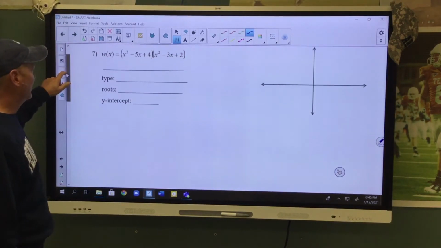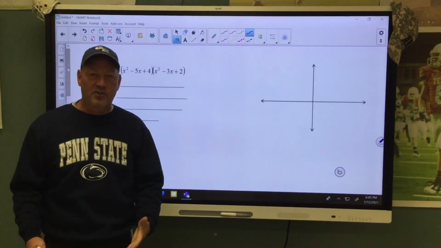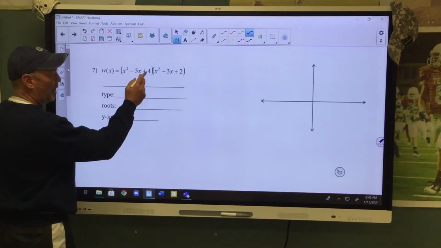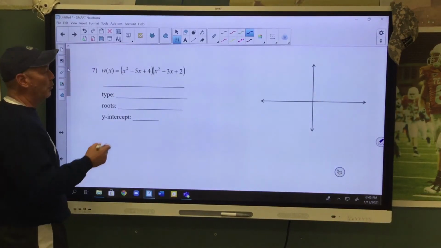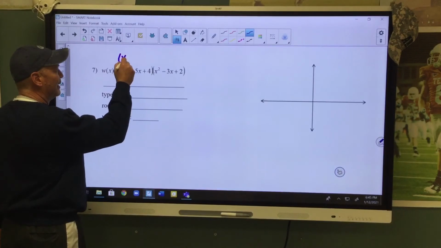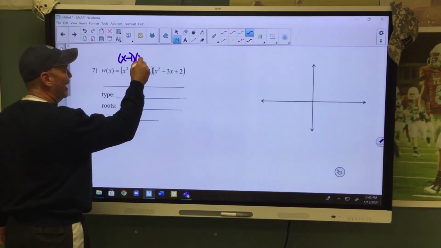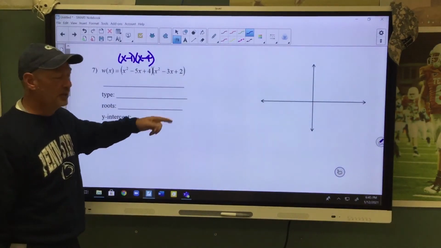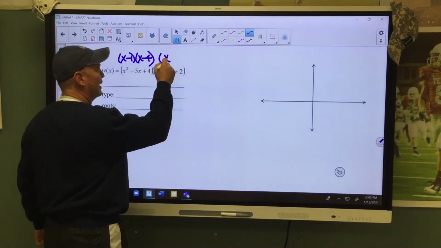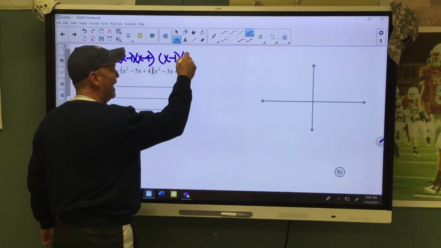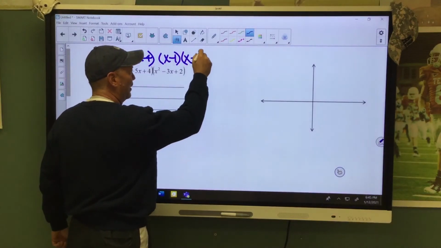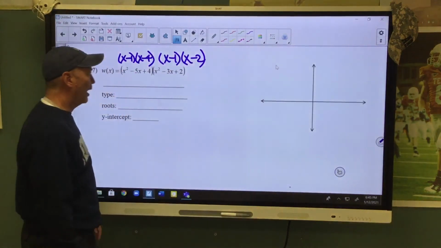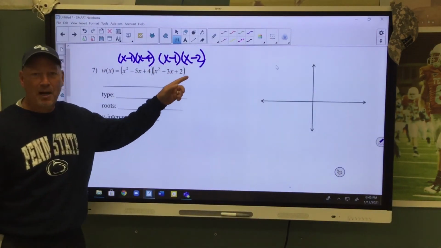All right, so number 7. This one is not factored yet. It's not fully factored, so we need to factor this. This top parentheses, this trinomial, will factor into x minus 1, x minus 4. This next parentheses will factor into x minus 1, x minus 2. Let me go ahead and make this a little thinner. Okay? Good. All right.